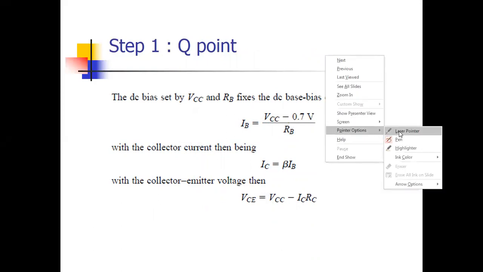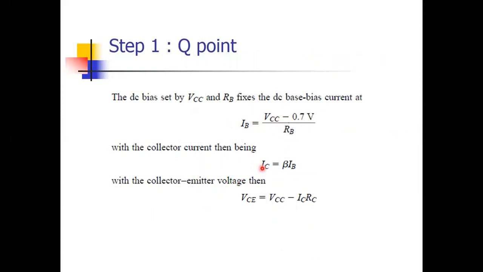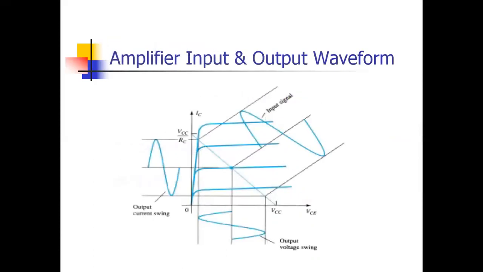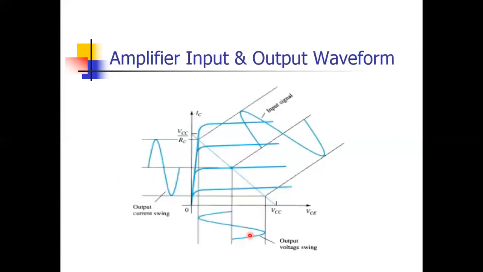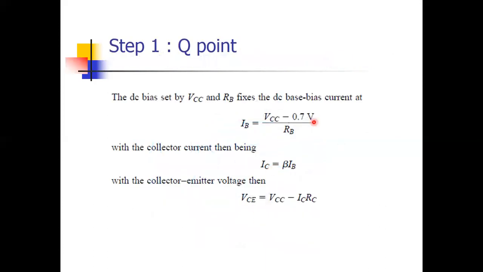Okay, so now see, how to calculate IC. Applying KVL in the left side, VCC minus IB RB minus VBE equals 0. Rearrange that equation, then you will have IB. Then IC equals beta IB. So this is your IC, the output current, or we can say the quiescent current.